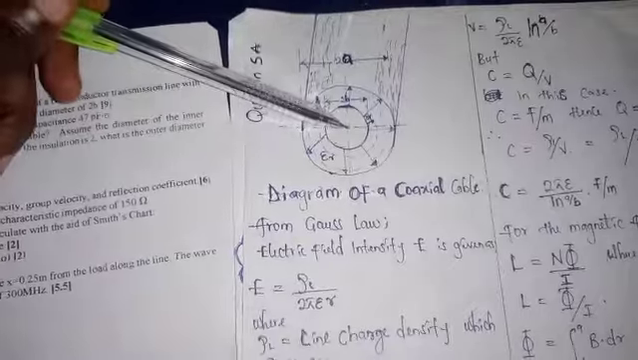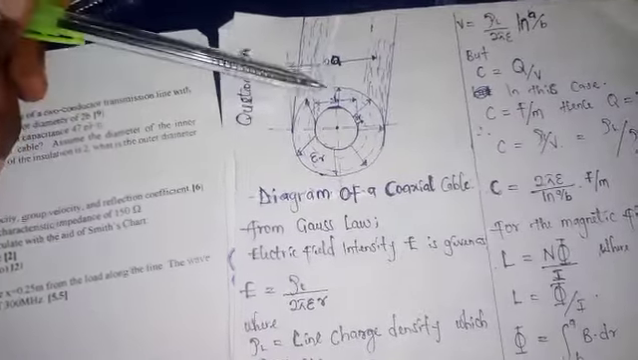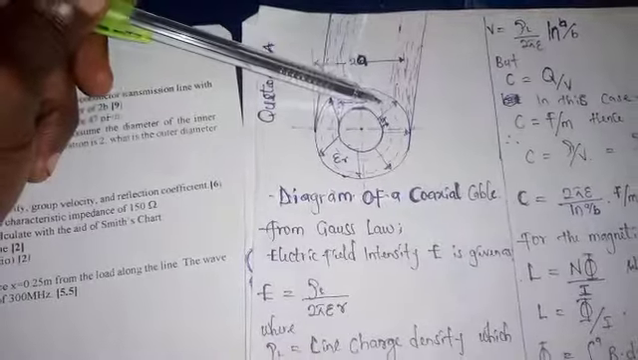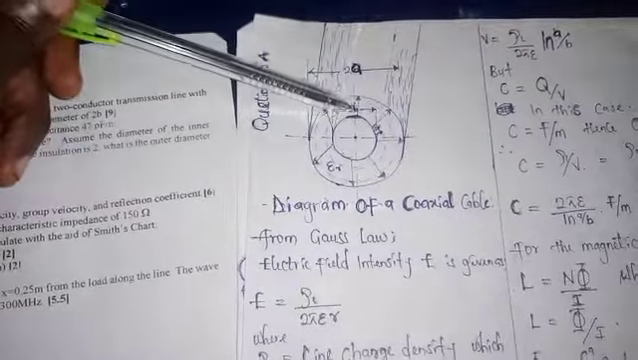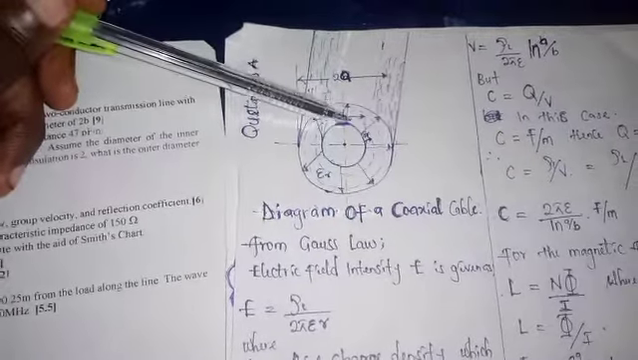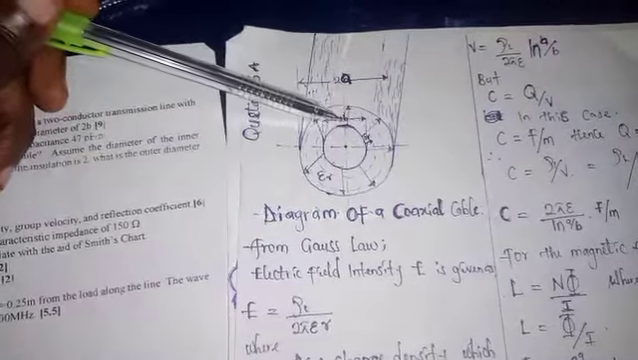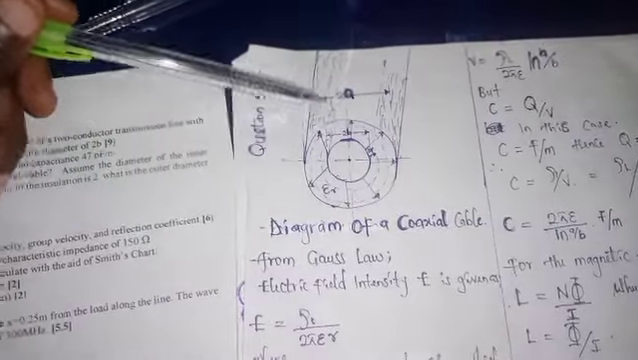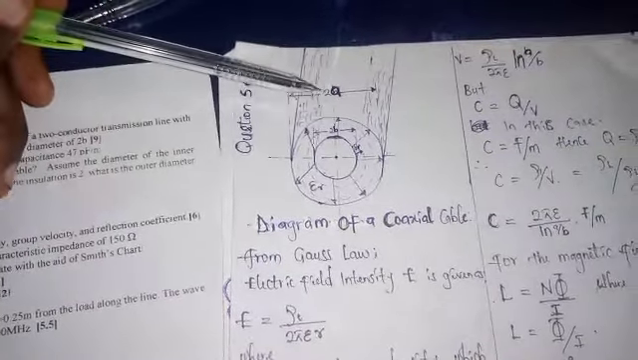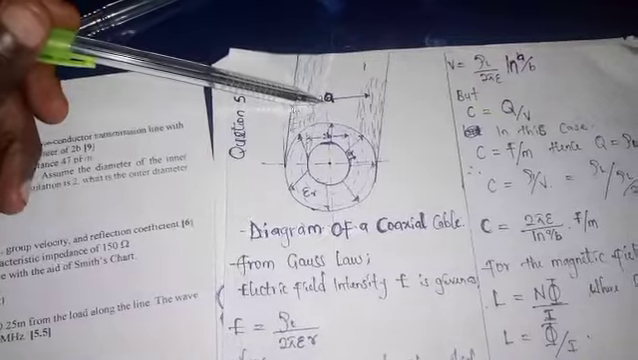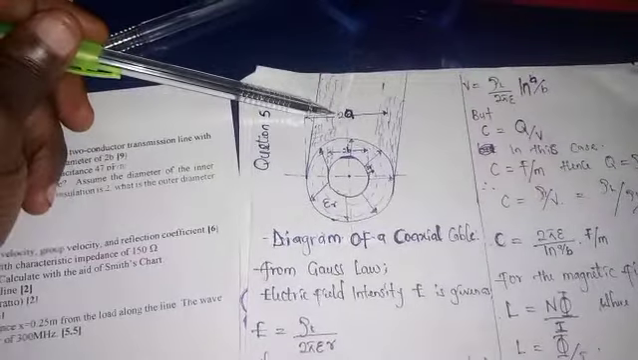Now this is the center of the conductor inside. If you see from here to here, it depicts the diameter of the inner conductor. If the radius of this conductor is B, the diameter is 2 times B. That's what you're seeing here. Same thing goes for the outer conductor. The diameter is 2A, which means the radius is A.